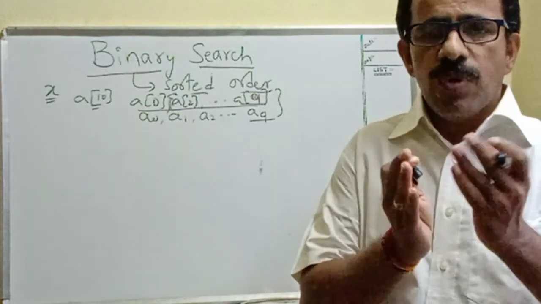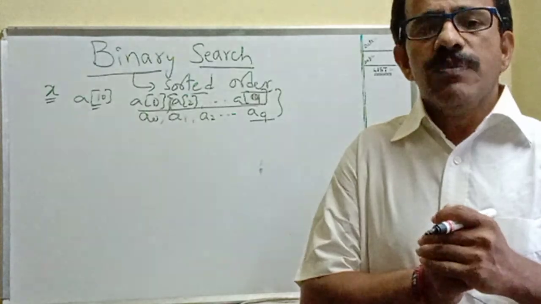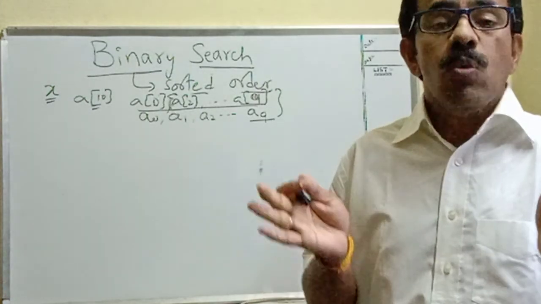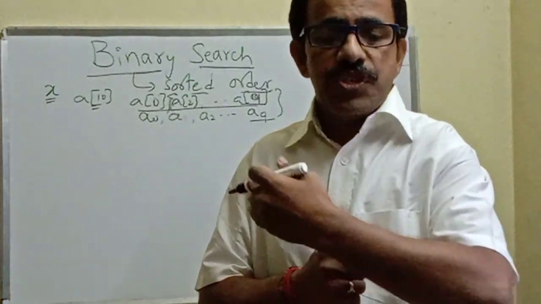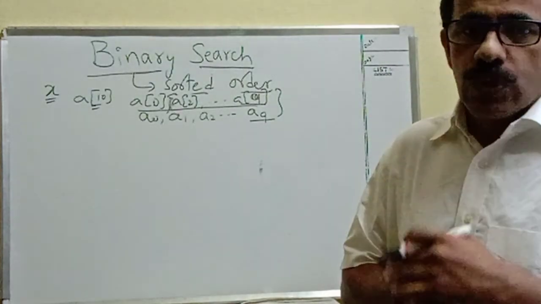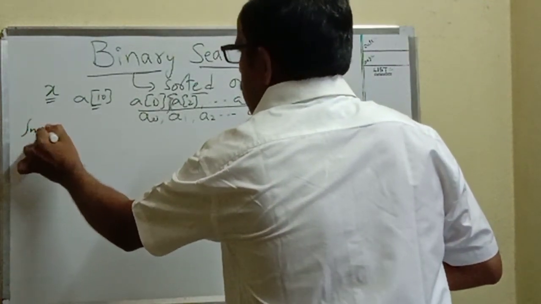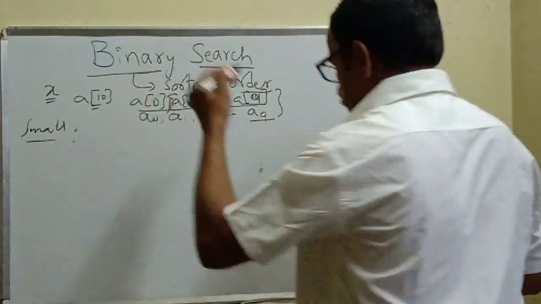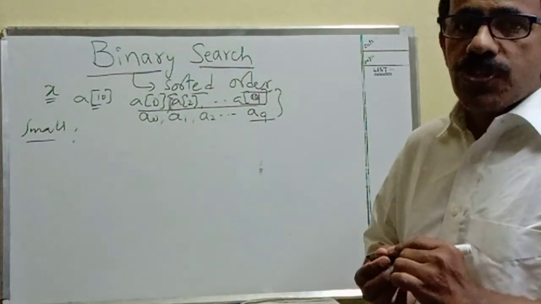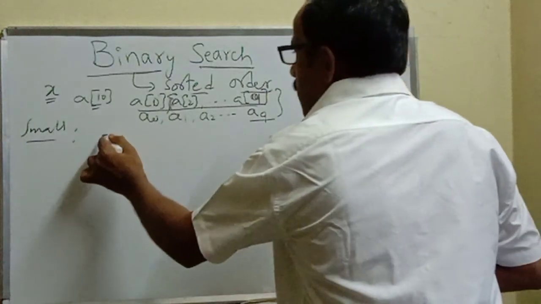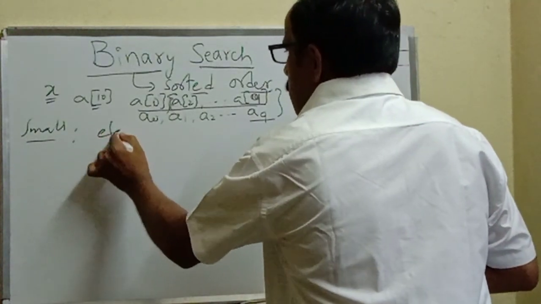After that, if the problem is not small, that is, if the problem is larger, I will show you how this divide and conquer approach is used for binary search. Initially, small or not, we need to check. This is the first condition in the divide and conquer approach.